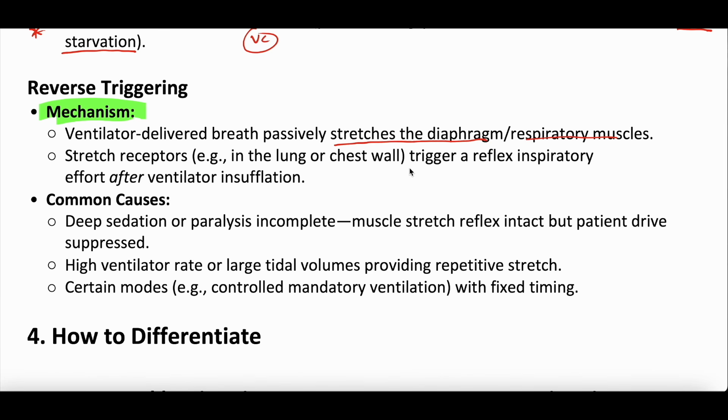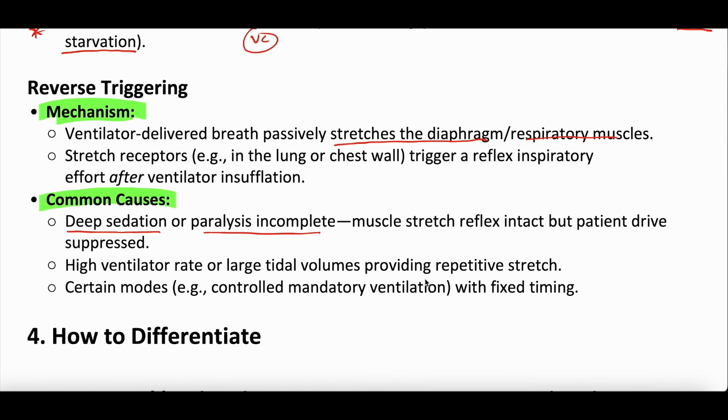This kind of stretch reflex then triggers a reflexive diaphragmatic contraction that the ventilator mistakes for the patient wanting a breath, so the ventilator delivers a second immediate breath. The common causes here are way different than double triggering. Reverse triggering can be from deep sedation or incomplete paralysis, whereas, as we said, double triggering was because the patient actually has too much respiratory drive. In reverse triggering, the sedation actually might be too deep.